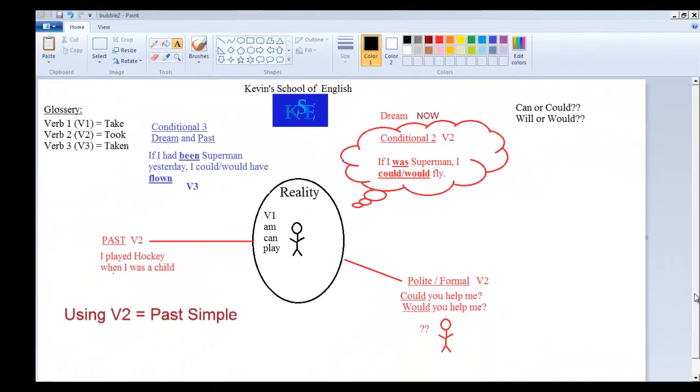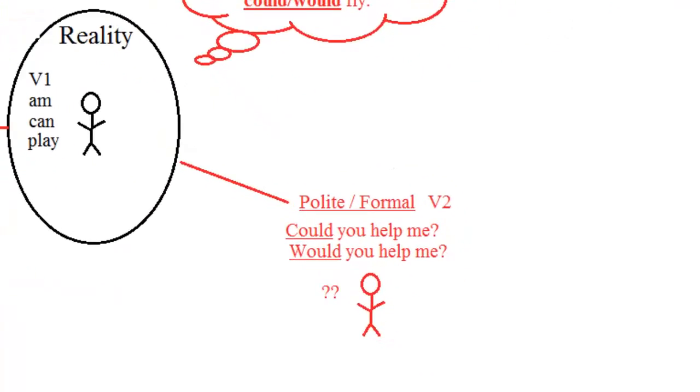Now here's another reason for using verb 2, words like could and would. Here I can ask the question, can or could you help me, and will or would you help me? Which is more formal?